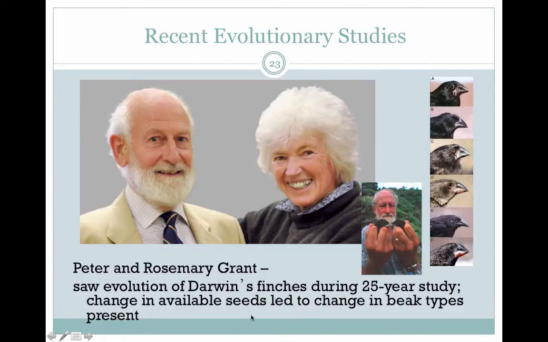These two folks, Peter and Rosemary Grant, husband and wife, did a 25-year study of Darwin's finches on the Galápagos Islands. They absolutely watched. This is the same species of bird with different beak types present, and the predominance of a certain beak type reflected the type of seed that was available. These big crushy type beaks were more predominant in years when the seeds of a plant had thicker, stronger shells, and these thinner type guys were more predominant when the seeds had thinner shells.